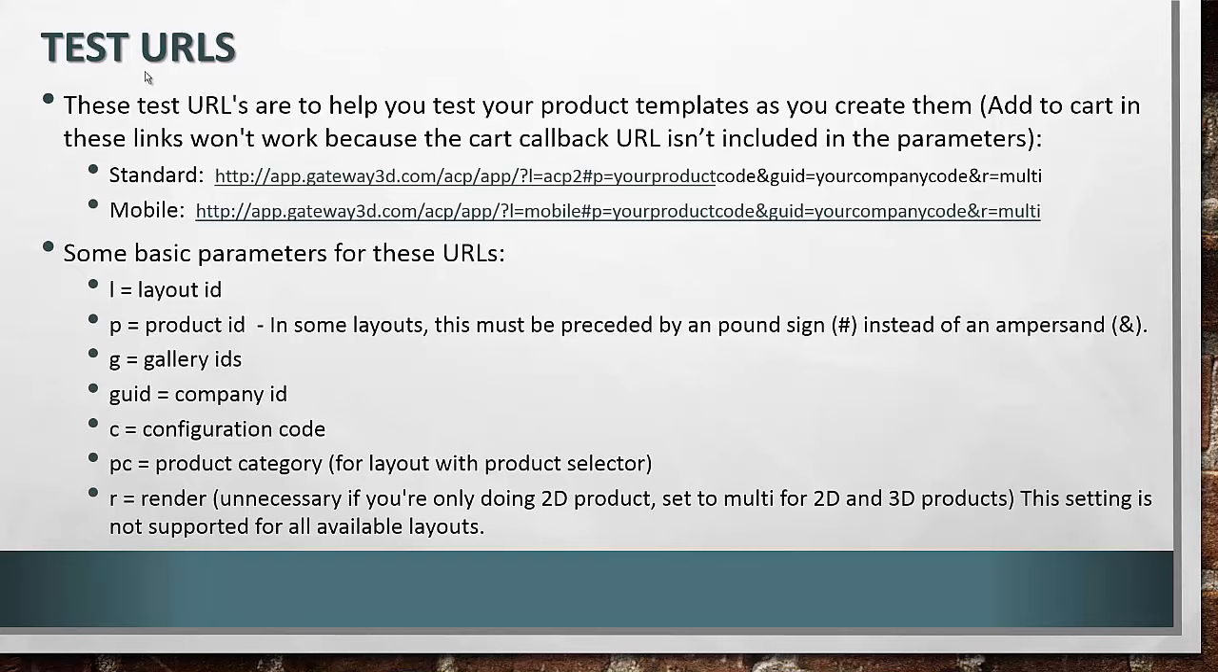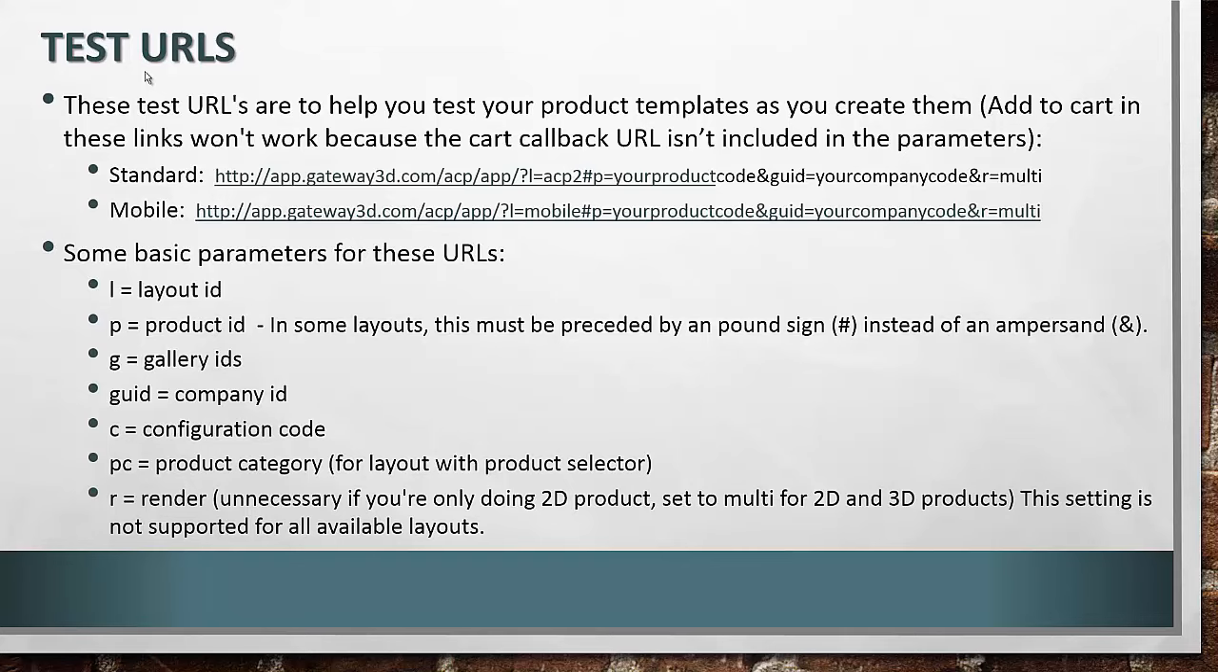G is for gallery IDs, which we didn't go into today. GUID is for the company ID, your company code, and this is very important because that tells who is actually producing the item, and it's also a place where you can look at Print Manager and see that output when people customize products on your site. C is for configuration code. Some of these layouts have various configuration codes that are available. PC is for product category, and this is for a layout with a product selector that we don't have shown here, but this is for future reference.